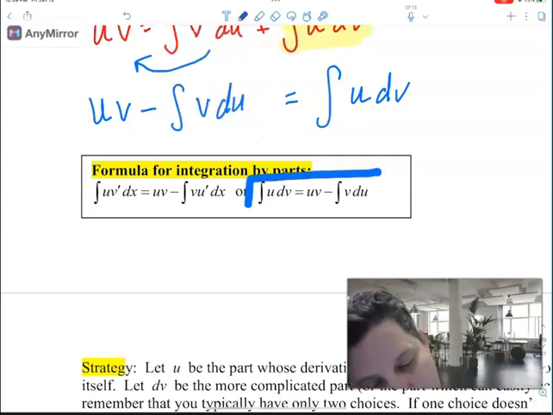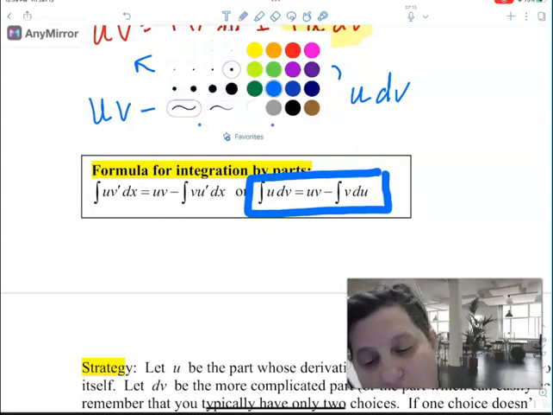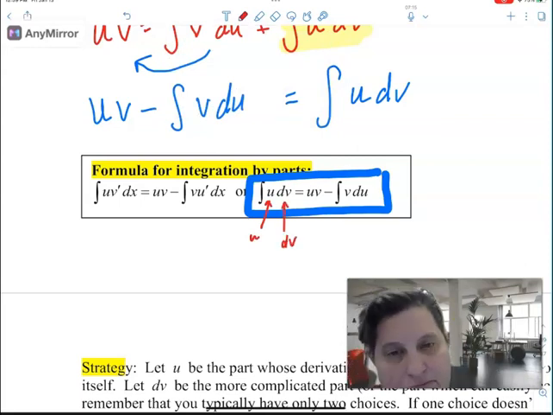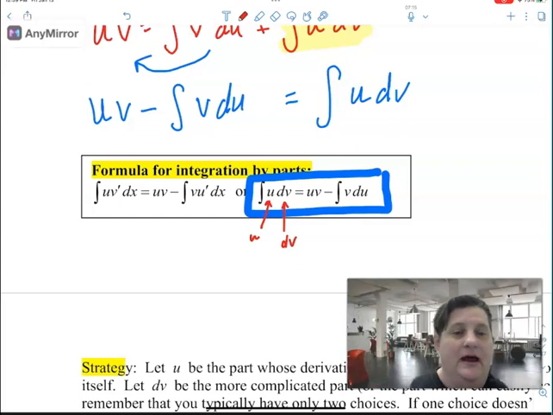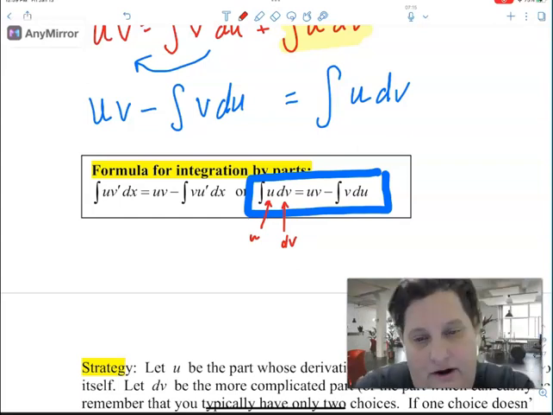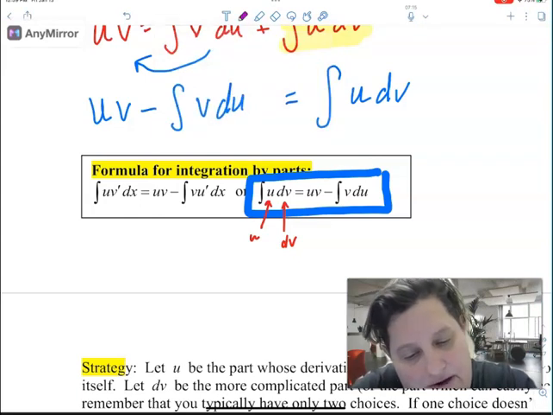Alright? So what you do is, on your original function, one of the things is a u, one of the things is a dv. Alright? And then you have to memorize it. Now, memorizing this sucks, right? It's a little bit tricky, so let me teach you how we're going to memorize this. I want you guys to remember this.